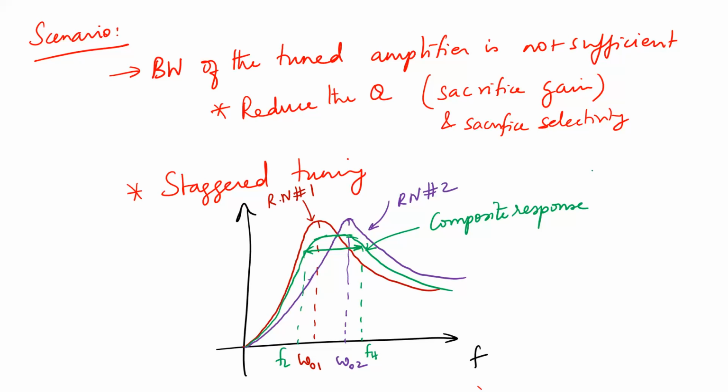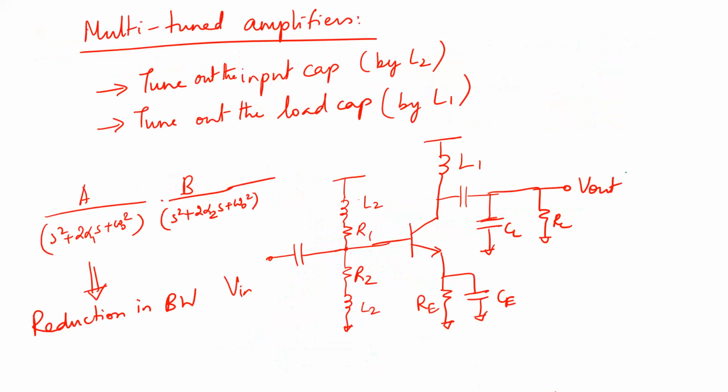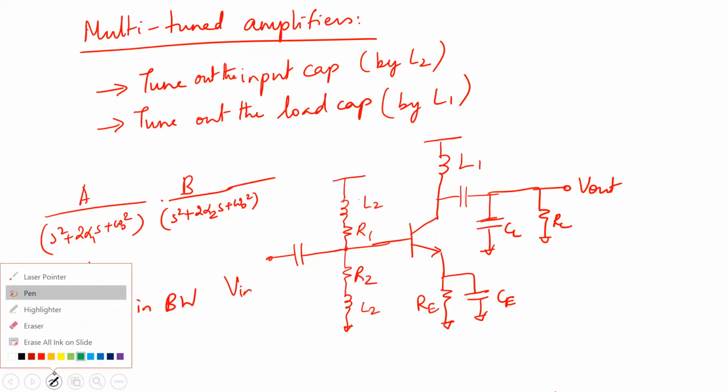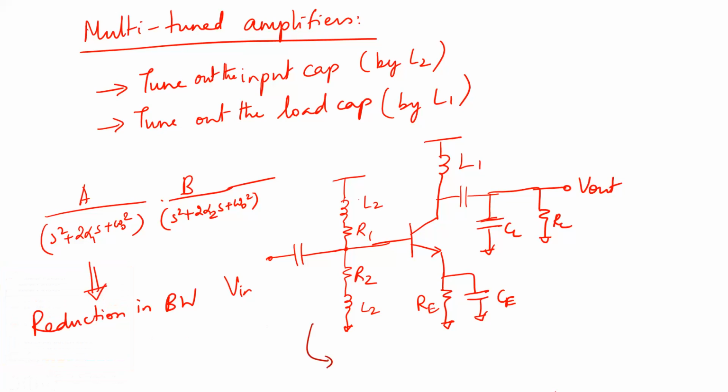So for example, in the previous case, you can tune the first network at omega naught 1 and the second at omega naught 2, and the bandwidth can be much better.